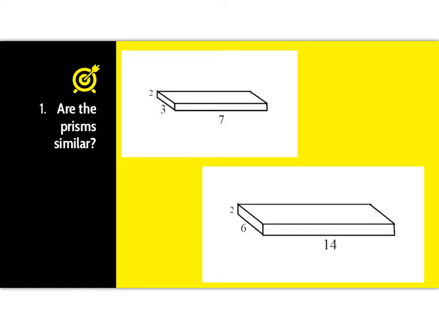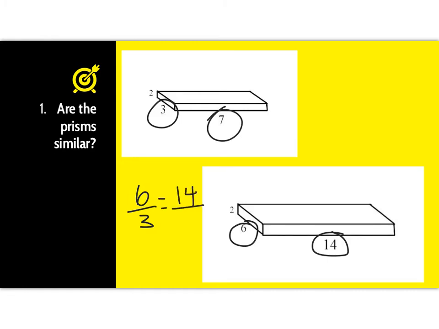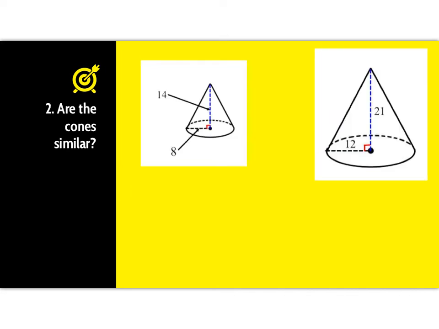Alright, so we want to think about, are these prisms similar? When we're looking at them, 6 to 3, 14 to 7, those are the same, but 2 to 2 is not the same. So our answer has to be no. Just like in 2D objects, in 3D objects everything has to be proportional in order for them to be similar.